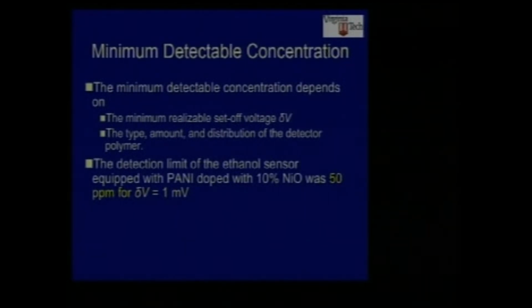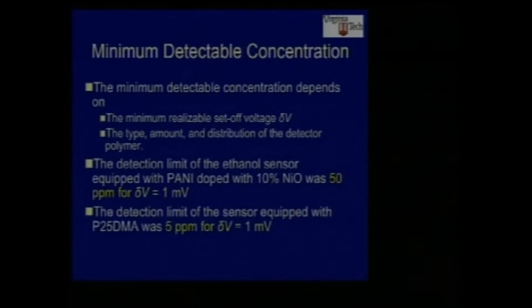And what we found from their experiment at Waterloo, the detection limit, if you have the system doped with this material, the PANI with 10% NiO, was 50 parts per million. On the other hand, if they use the other one, the P25DMA, instead of 50, it became 5 parts per million. So you see the sensitivity depends on the functional material.